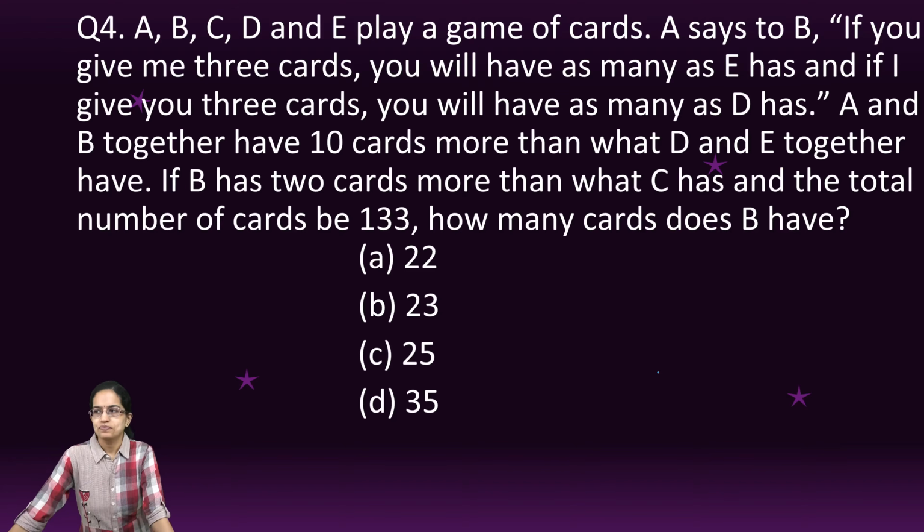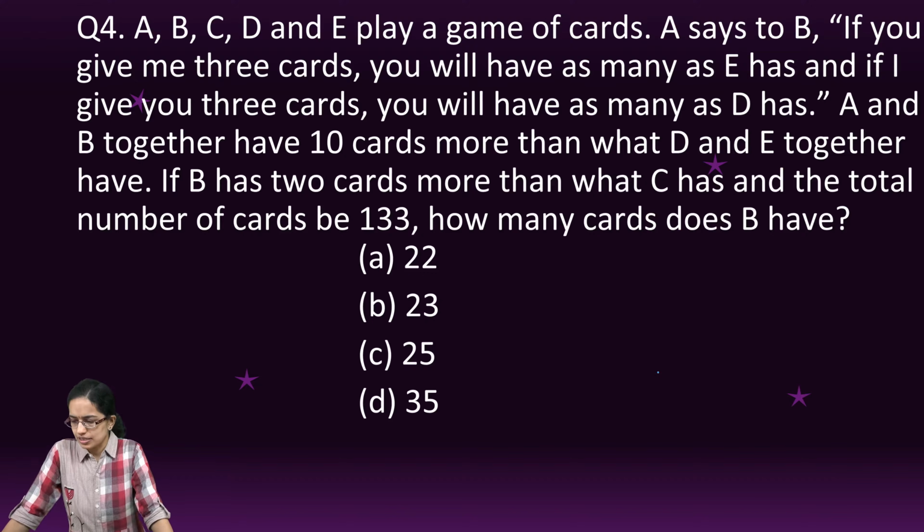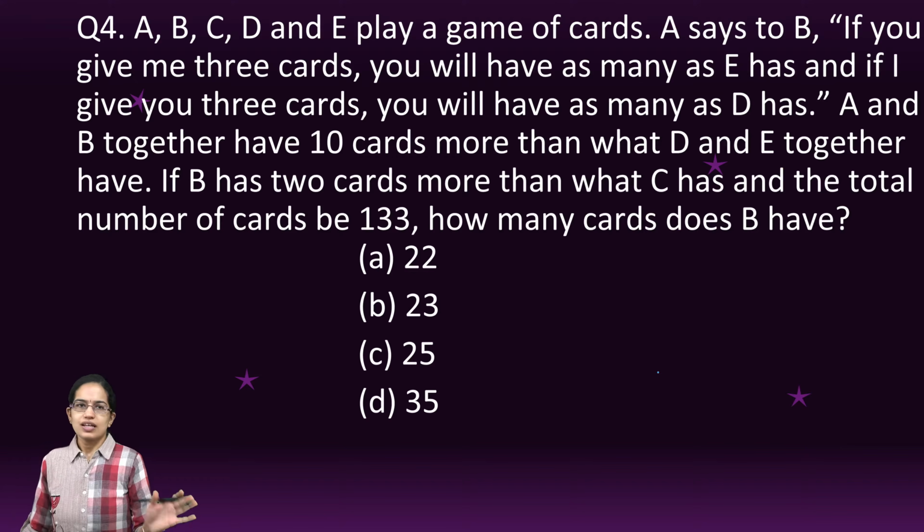Now again, a very interesting question. Here you have the letter game. So read the letters very carefully. 5 players of the game. A says to B, if you give me 3 cards, you would have as many as E. So B minus 3 would have cards equal to E. This is my first equation.